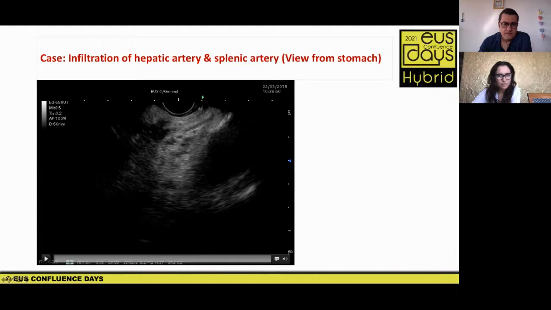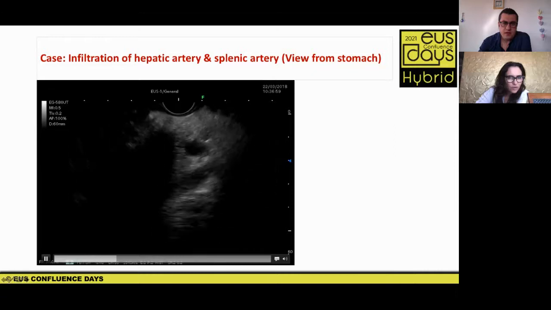Could you see my arrow cursor while showing? I hope. Okay.